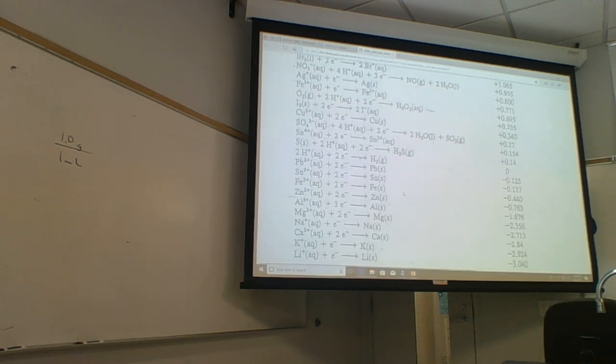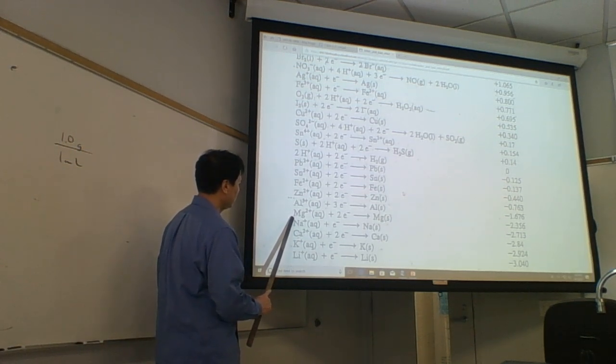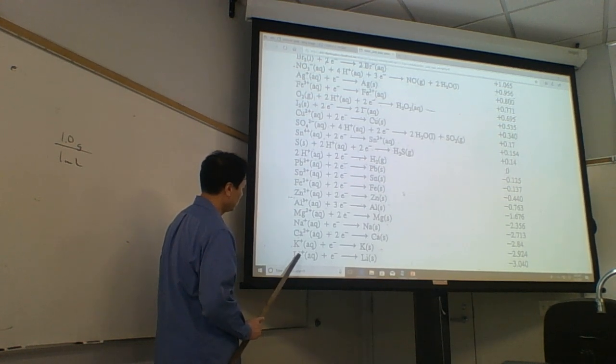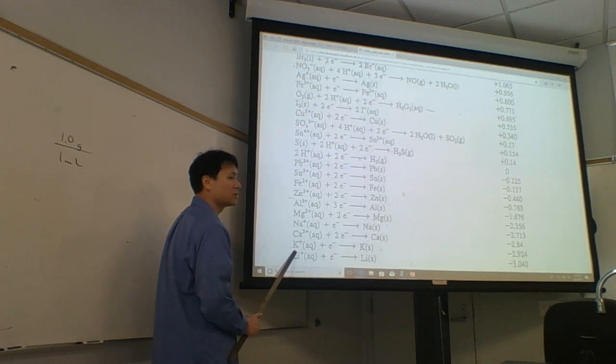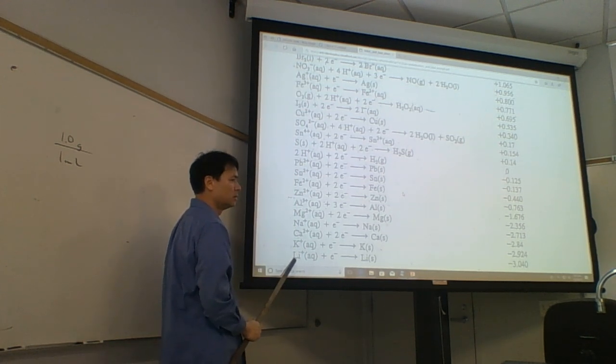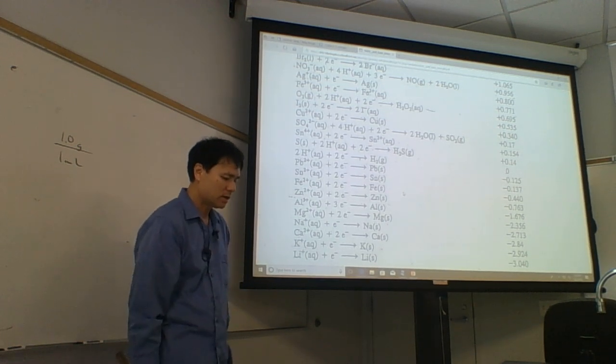At the bottom of this list is the worst oxidizer. So we go zinc, aluminum, and then lithium ion is the worst oxidizer. The strongest oxidizer is fluorine at the top. The worst oxidizer is lithium. All these are weak. That's the oxidizers.